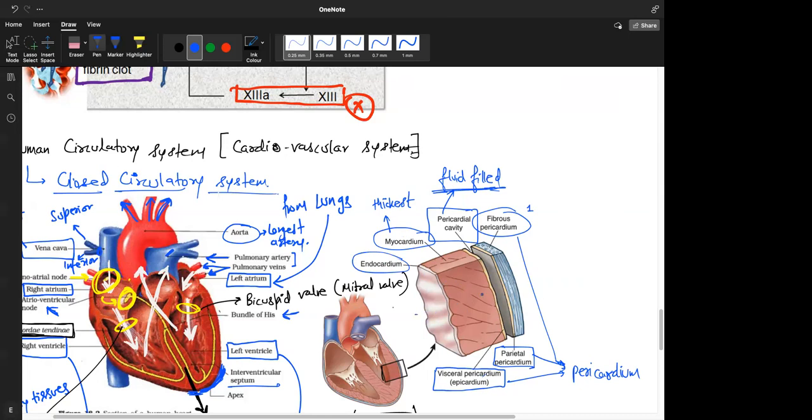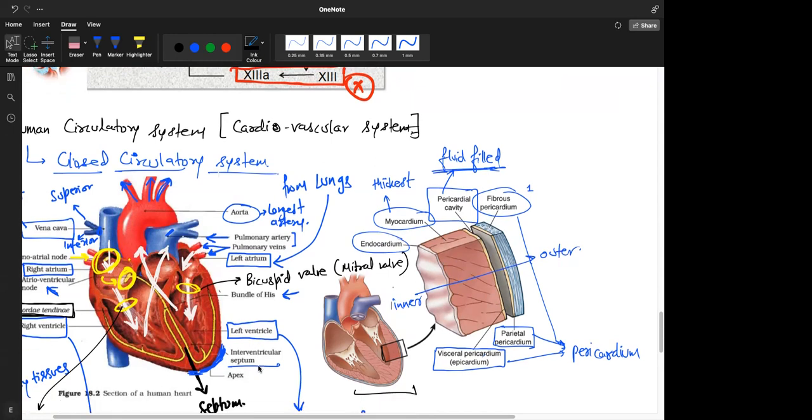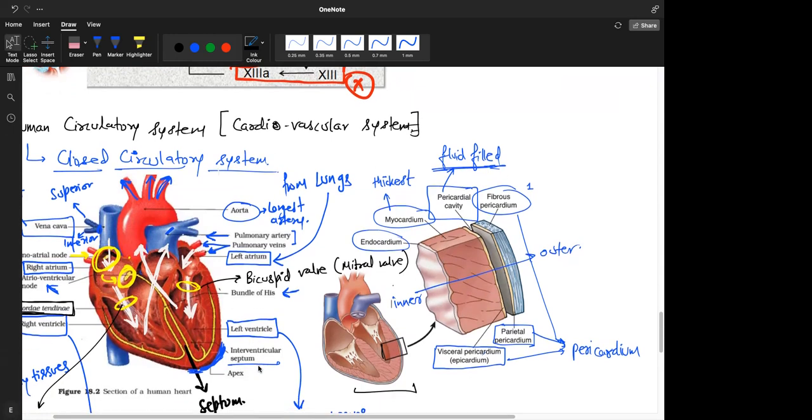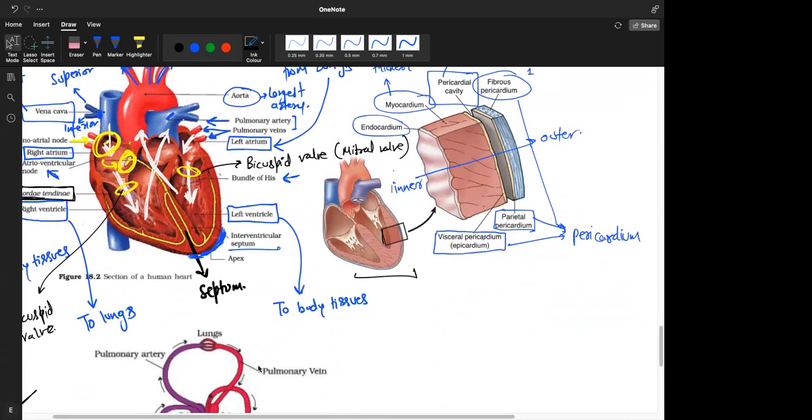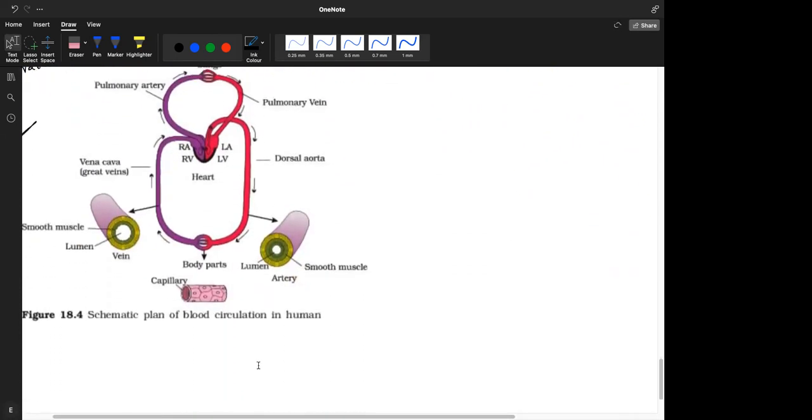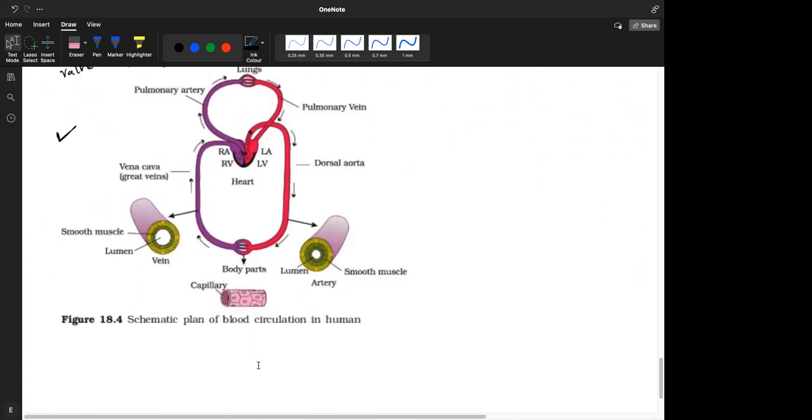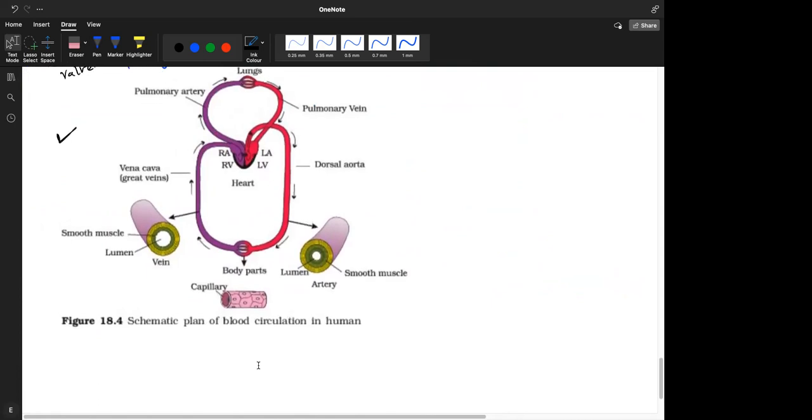Is that clear? It is a cross section. So this is the outermost and this is the innermost. Okay, is that clear, everyone? Shall I move forward? Yes, sir. Yeah.